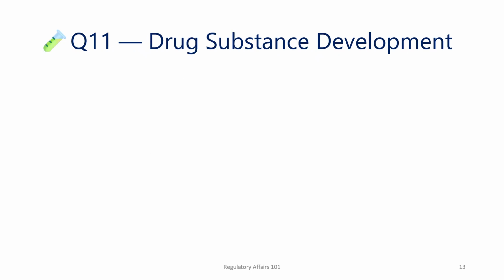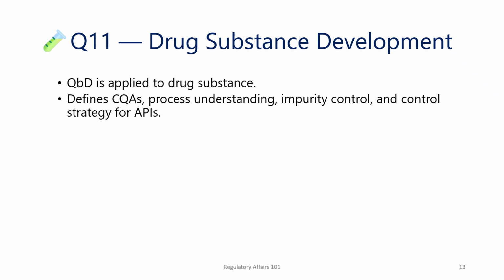Q11 applies QbD principles to APIs, covering CQAs, process understanding, impurity control, and control strategy. It complements Q8, drug product.